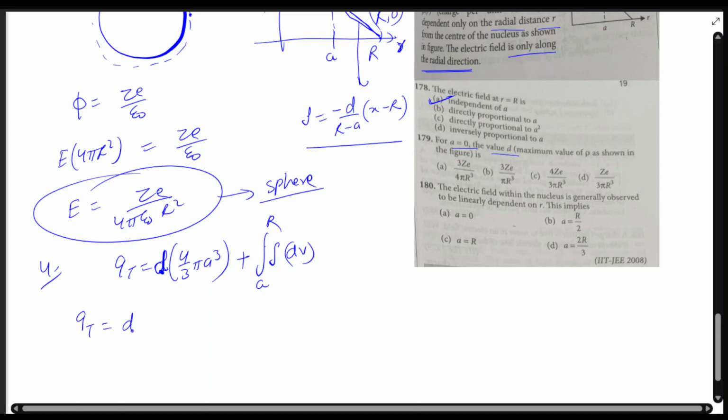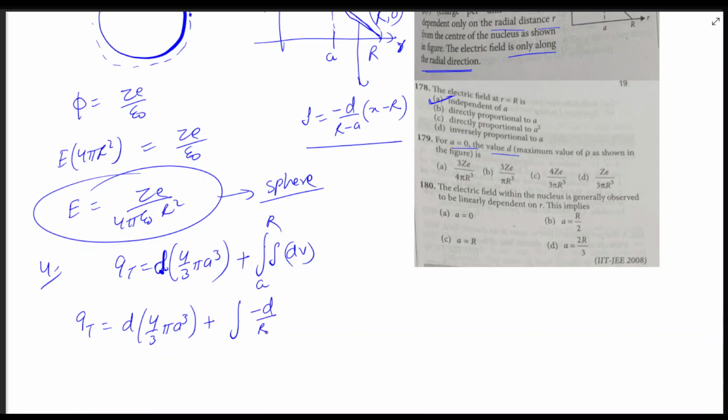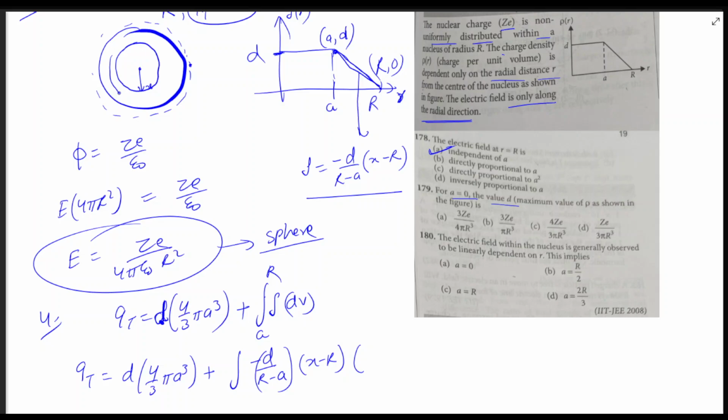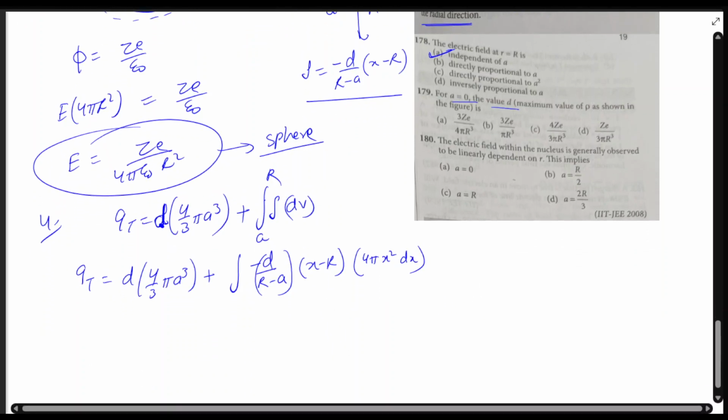So QT will be D into 4 by 3 pi A cube plus, putting the density here, D by R minus A into X minus R into dV. So what will dV be? If I take at distance X a spherical shell of thickness dx, the volume will be 4 pi x square dx. Simple. Now let's solve here. So the limit will be from A to R.